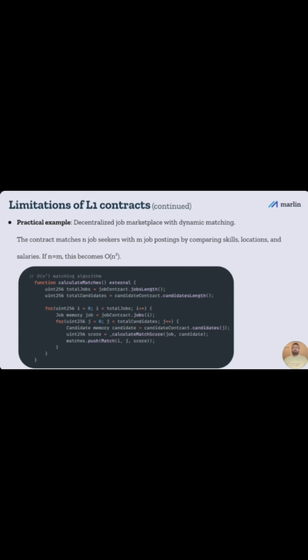For just 100 users and 100 job postings, this O(N²) algorithm could potentially consume millions of gas units, making it extremely expensive to run on chain. The nested loops you see here would need to iterate through each job candidate combination to calculate the match scores. Even a simple matching logic quickly becomes financially infeasible as the protocol scales. This highlights the need for off-chain computing.